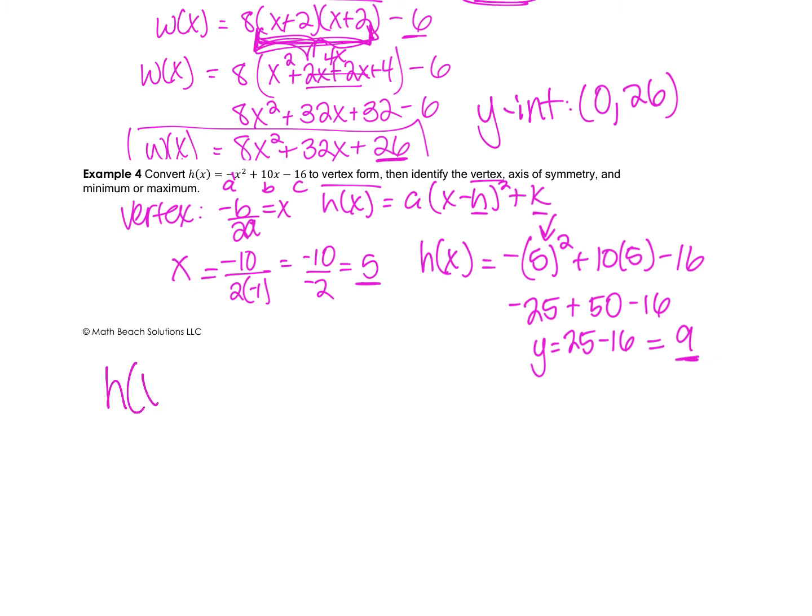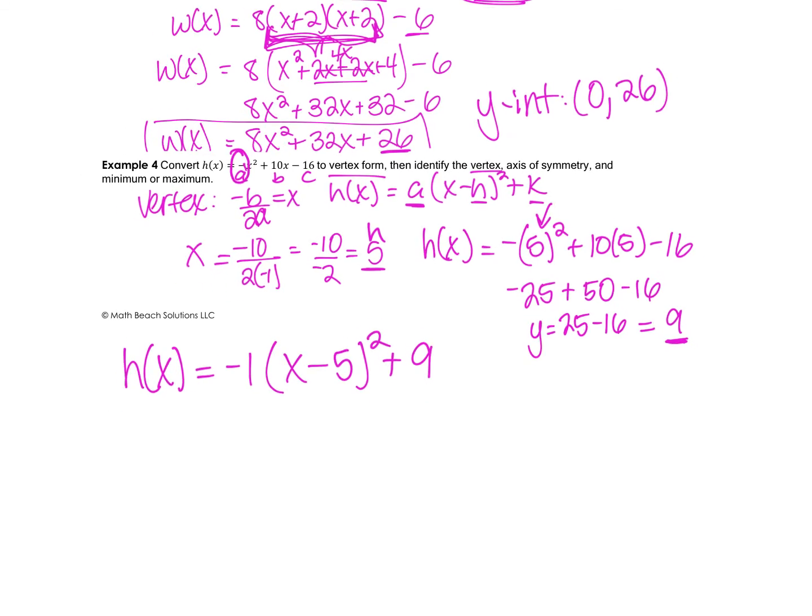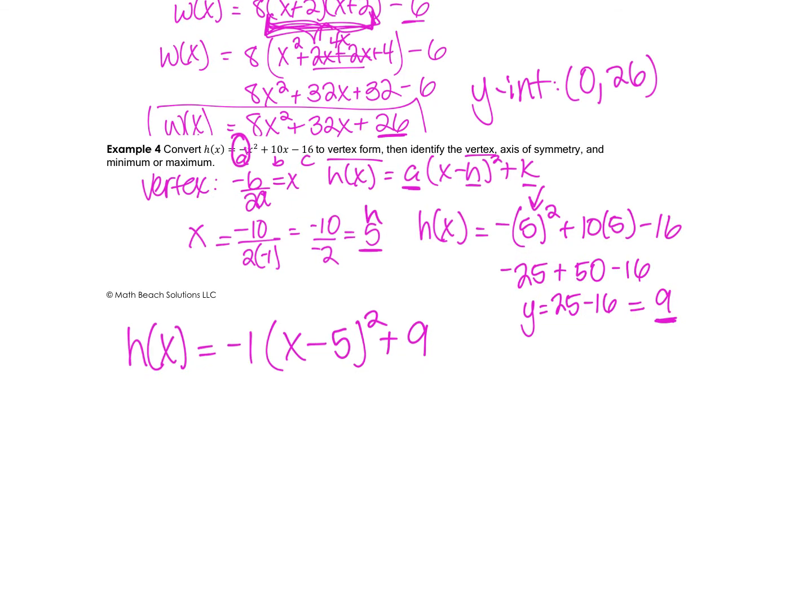So whenever I'm writing my vertex form, my a, look at your a was negative 1, and then x minus your h, which is your x value, so 5 squared, and then plus your k, so plus 9, because that's our y value. So you don't have to necessarily write the 1 in front, since you could just put a negative in front. So there's our vertex form. We want to find the vertex, which was 5, 9. We found that, the x and y value of the vertex.